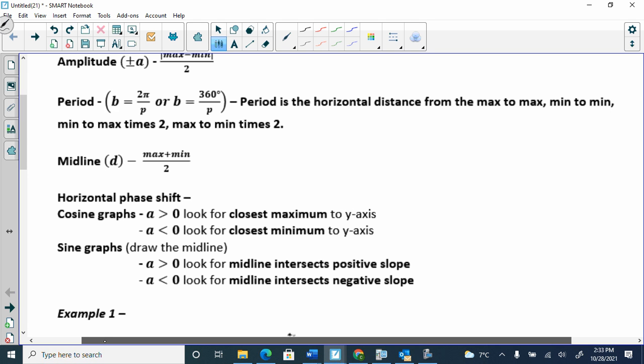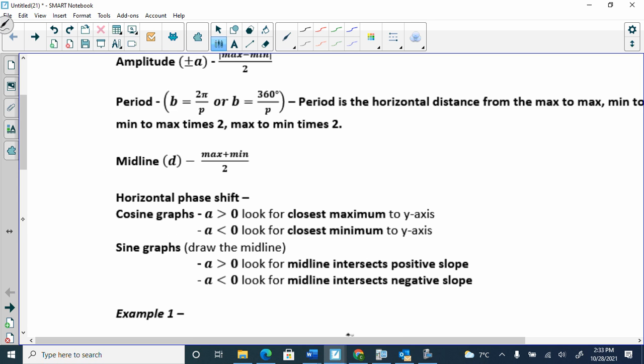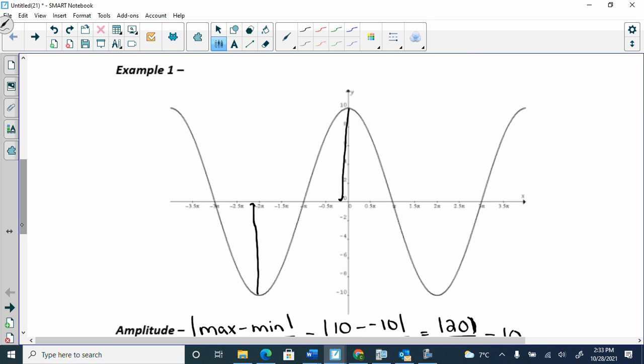Or a min to a max, that's halfway, times by 2, right? Okay. So let's look at this one. Sometimes it's also easier to just go from the y-axis past a max, min, and back to it. So you just have to go till it repeats itself.